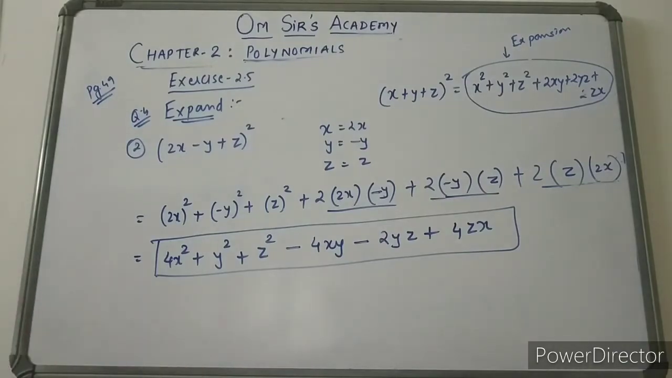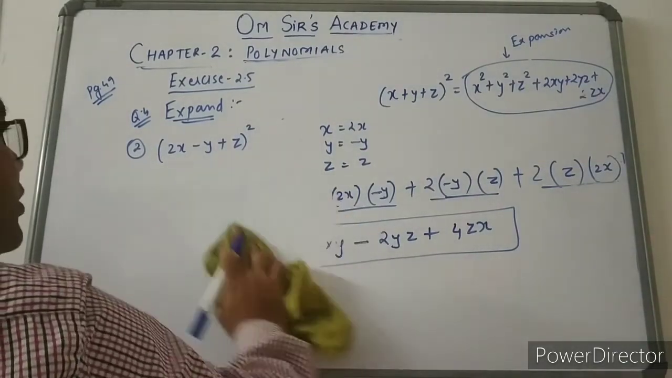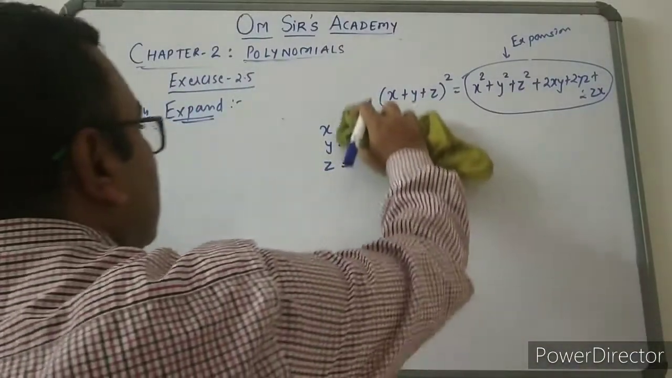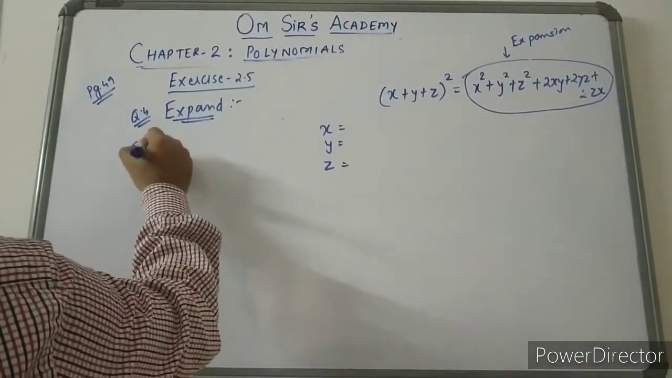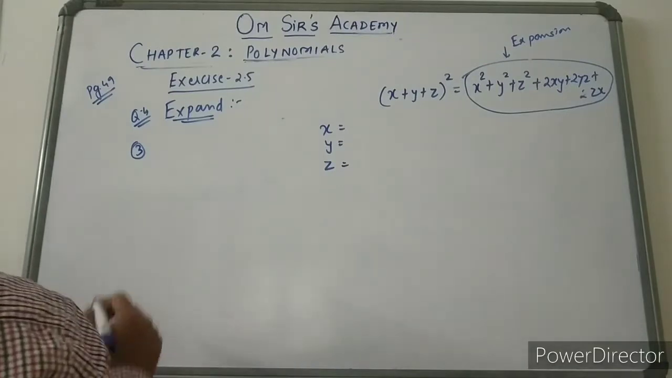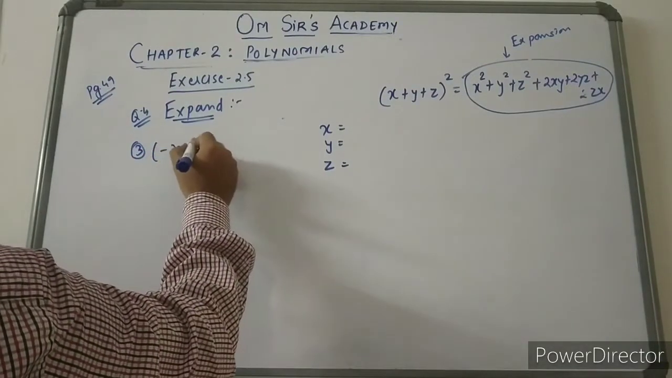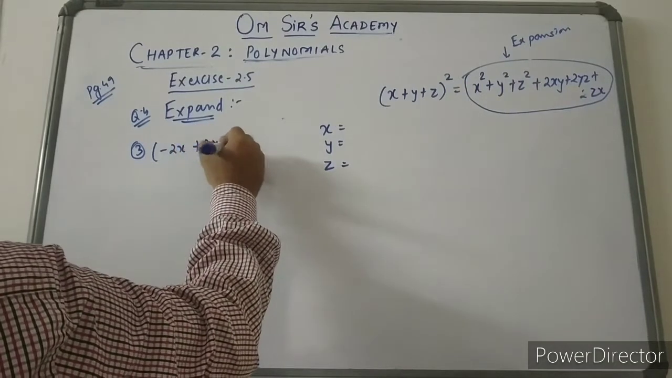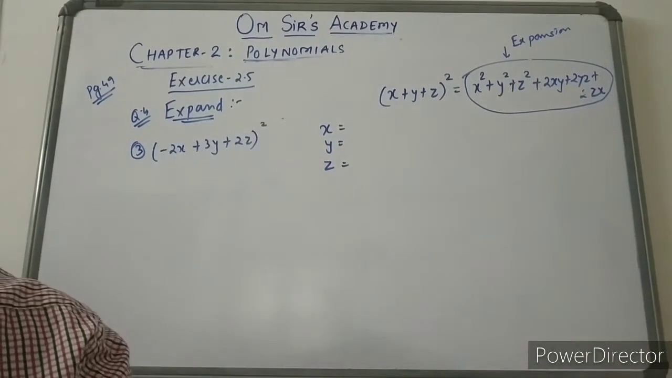Is it clear friends? Now we move to the next question. Third. Now see the third sum. Third sum is minus 2x plus 3y plus 2z the whole square.